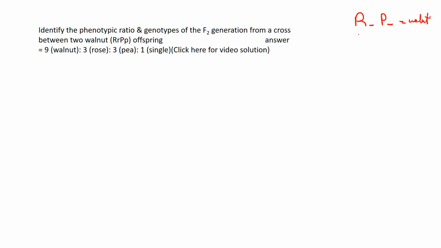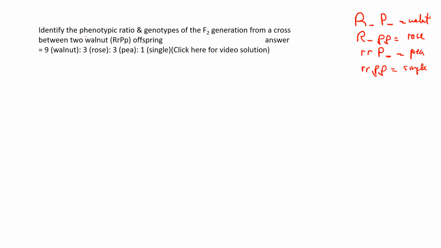I have both a capital R with little p's. We said this is going to be a rose. If I have little r's with a big P, doesn't matter what the other one is, that's going to be a P. And if I have two recessive, that's going to give me a single. Okay, so I'm just copying that from our previous question.